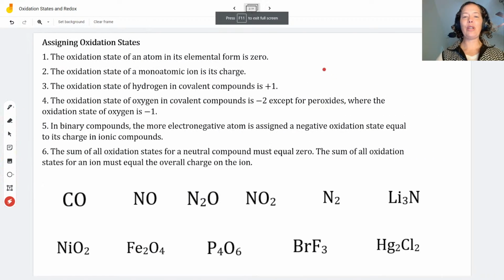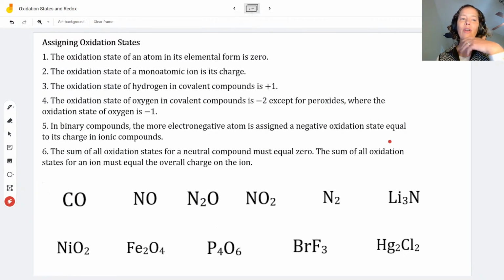That's great. So let's just go ahead and get started here. All right. So the first thing I want to start with is assigning oxidation states, which means we have to start with the rules for assigning oxidation states. So let's just quickly go through the rules. And you can see I've got a bunch of examples down at the bottom of the screen, and so we'll do some practicing. Okay, so rule number 1 here is the oxidation state of an atom in its elemental form is 0.